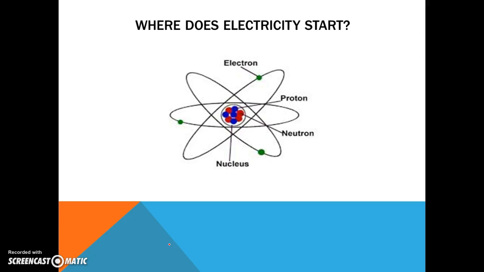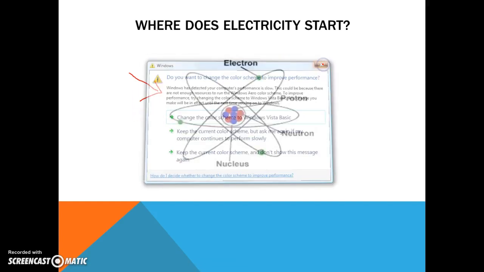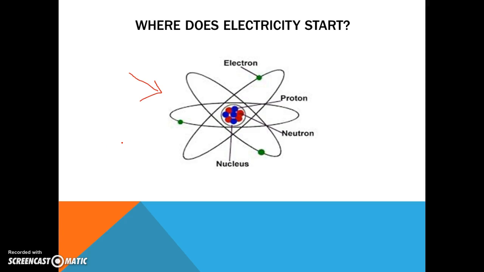Where does electricity start? Electricity, in a nutshell, is the flow of electrons. Electrons can be found in atoms. What you see here is an atom. An atom is a form of matter, which is anything that takes up space. Electricity begins within these atoms.